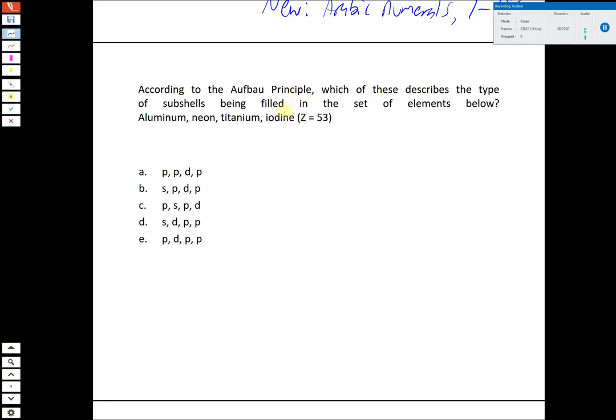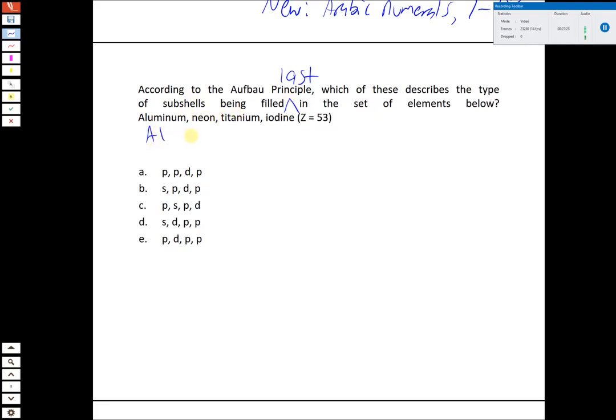Now, I think what this question was getting at, and we should have worded it better, is that we're looking for the subshells being filled last. So in other words, where does that last valence electron go, as we're doing electron configurations for these? And that's just going to come from the location on the periodic table. So we do need to know the atomic symbols.